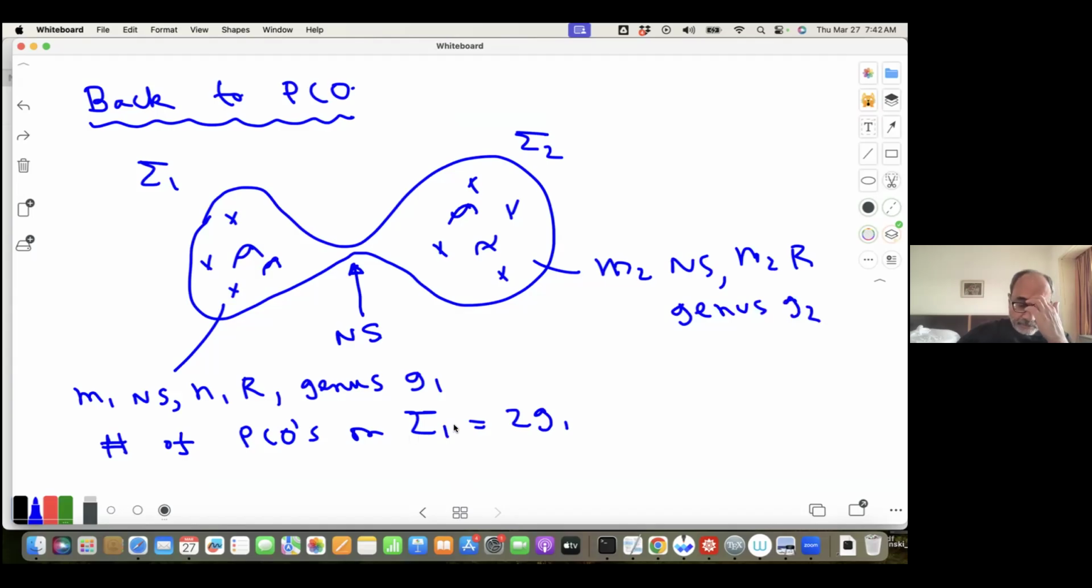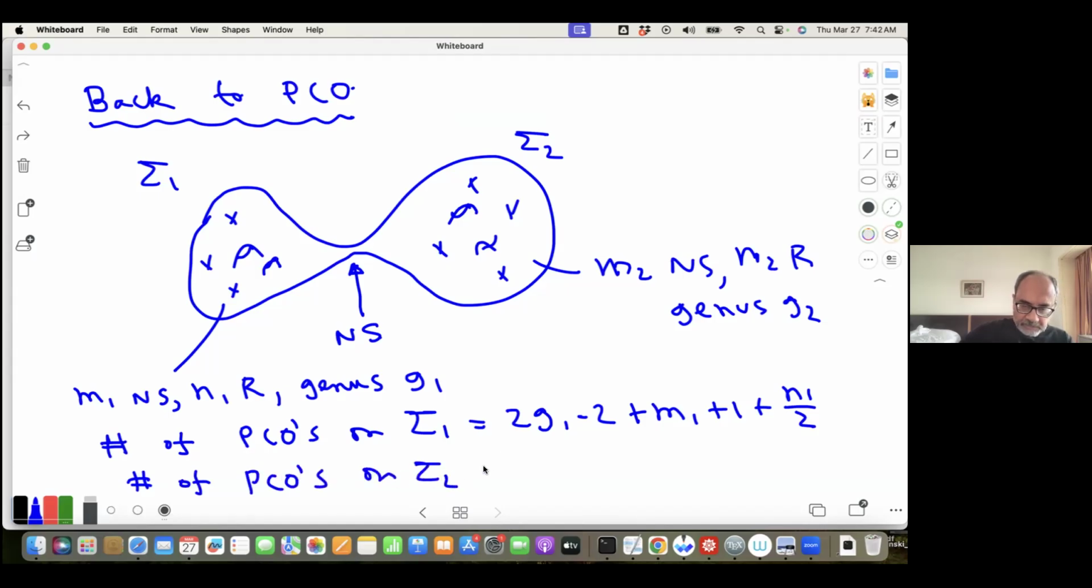The number of PCOs on sigma 1 will be 2G1 minus 2 plus M1 plus 1 plus N1 by 2. And the number of PCOs on sigma 2 is 2G2 minus 2 plus M2 plus 1 plus N2 by 2. Is this clear? But let's compare this with the number of PCOs on sigma 1 on sigma.